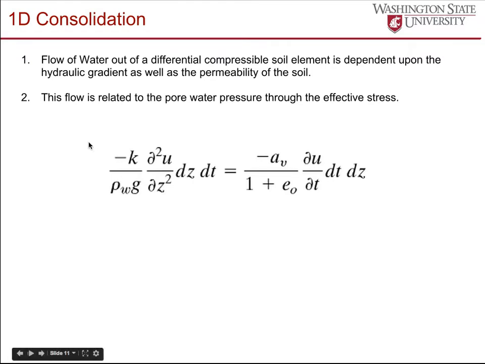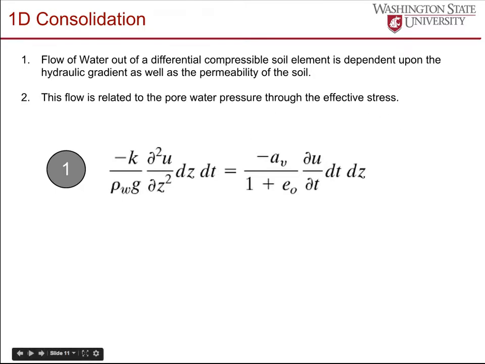This general equation, if we look from 1, the flow of water out of a differential compressible soil element is dependent upon the hydraulic gradient as well as the permeability of the soil. So this is the left side of our equation. On the left side, we can see here we've got permeability, the density of water, gravity, and these other constants, not constants, but these are basically looking at the water flowing out of our soil. So again, we have our pore water pressure dependent upon Z and T.